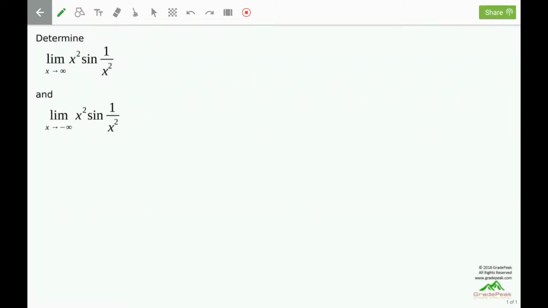Determine the limit as x approaches positive infinity and as x approaches negative infinity of x squared times sine of 1 over x squared. Starting with the limit as x approaches positive infinity of x squared times sine of 1 over x squared, the first thing to do is try plugging a positive infinity in for each of the x's.